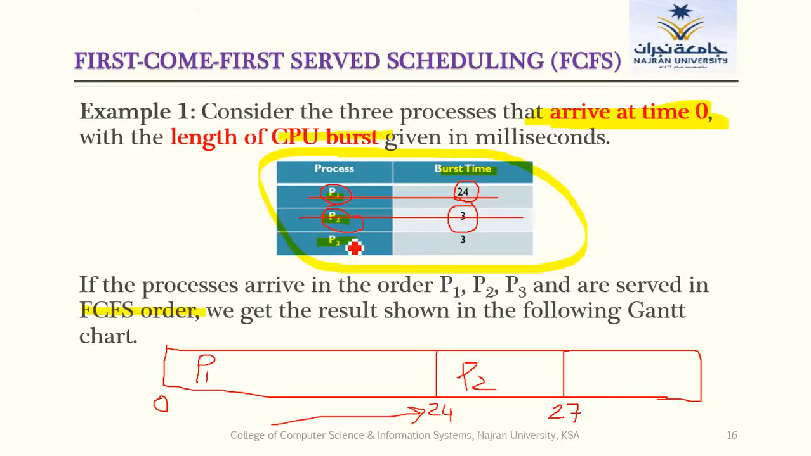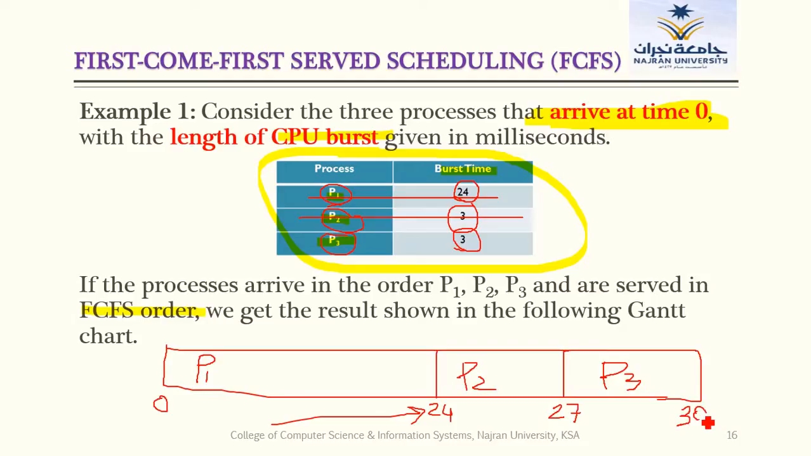Then we will start execution of our process P3, because it is number 3 in the order. We will start execution of P3 from time 27. How much time does it need? It needs 3 milliseconds. So 27 plus 3, it means at 30 it will be finished. So this is the first thing.